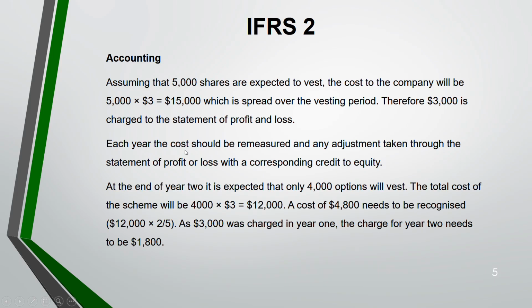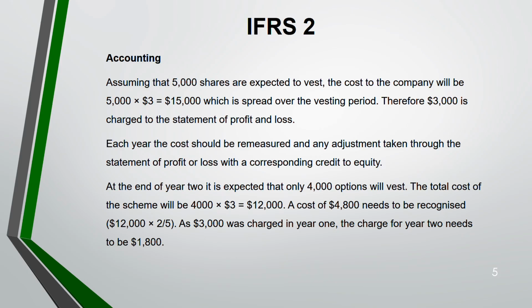Now, at the end of year 2, what is happening? Only 4,000 options will vest, let's say. Then how do you account for it? So the total cost of the scheme, 4,000 into 3, the fair value at the grant date, which is 12,000. Now, this 12,000 you have to take into 2 divided by 5, because the total vesting period is 5 years, but you are in the second year. So into 2 divided by 5.